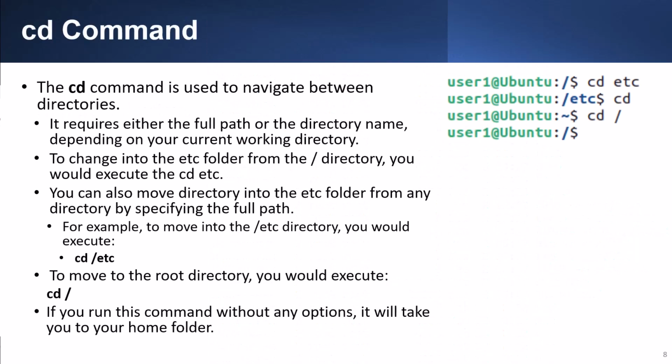The cd command is used to navigate between directories. It requires either the full path or the directory name, depending on your current working directory. To change into the etc folder from the root directory, you would execute cd etc. You can also move into the etc folder from any directory by specifying the full path. For example, you would execute cd /etc. To move to the root directory, you would execute cd /. If you run this command without any options, it will take you to your home folder.